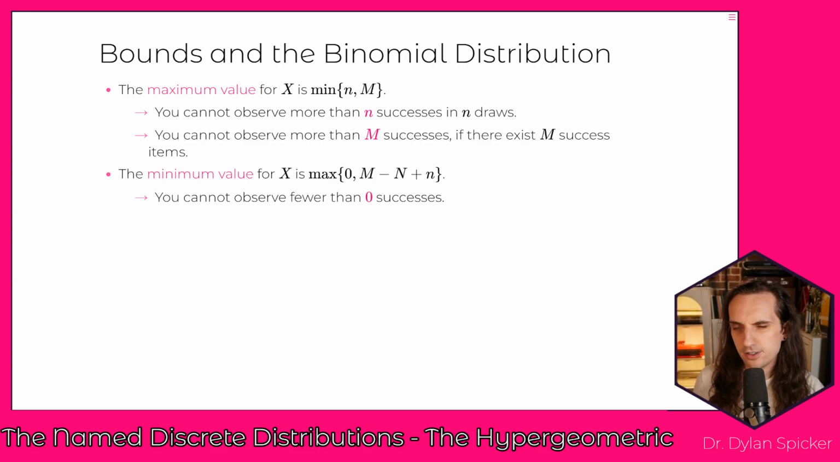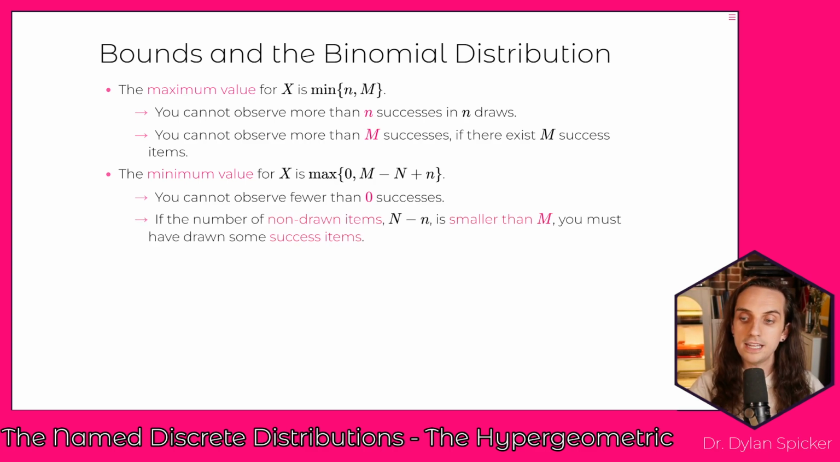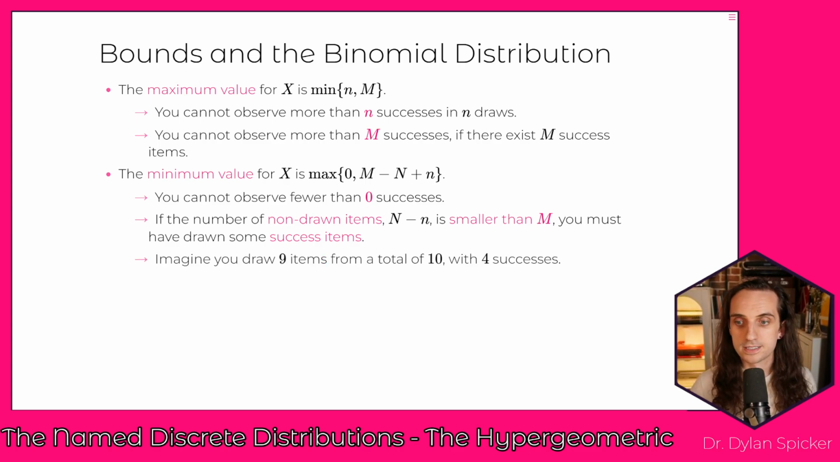But the other piece looks a little bit stranger, right? If the number of non-drawn items is smaller than m, so if the number of leftover items is actually going to be smaller than m, you must have drawn at least some successes, right? And so let's take a look at a formal example here.